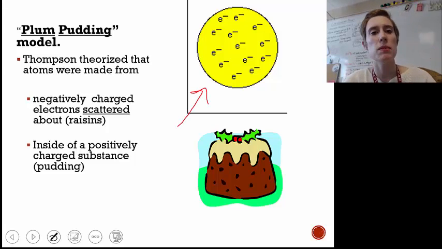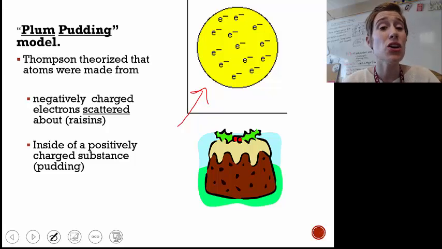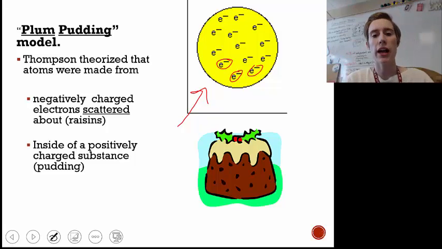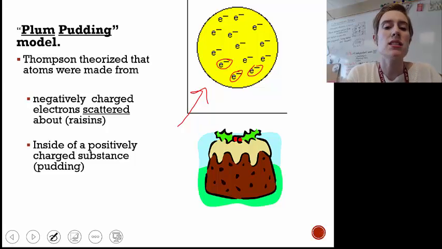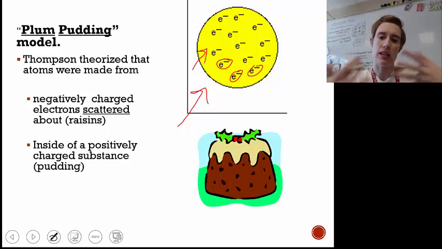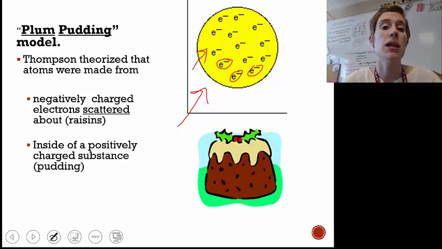Instead of a small, tiny little BB gun pellet, he said it looks like plum pudding, which nobody knows what that is because it's kind of an English thing and it's kind of disgusting. It's basically soggy bread with raisins in it, okay? He said the raisins are like electrons and they're evenly spread out. And he said this positive substance that he never discovered is like this yellow part. It's the bread that surrounds the raisins. That's called the plum pudding model.